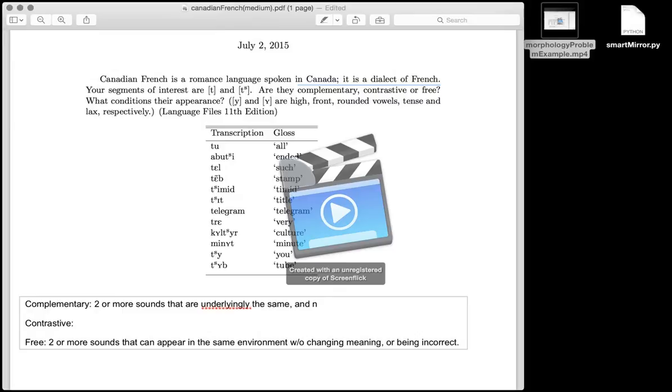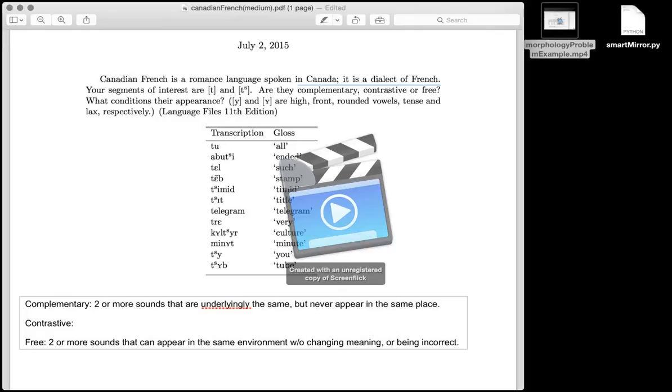And never appear, or but never appear in the same place. Okay, and we'll be going over this notion of complementarity quite a bit more. Okay, contrastive is the last one, and it's probably the easiest. And this is when you're looking for minimal pairs.